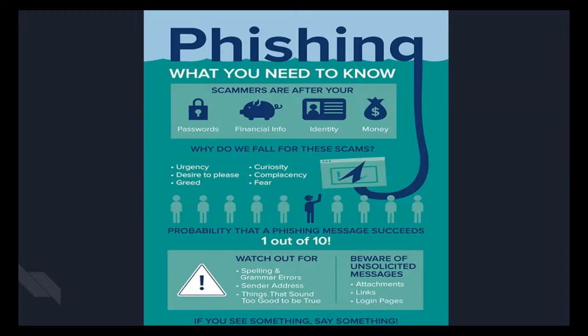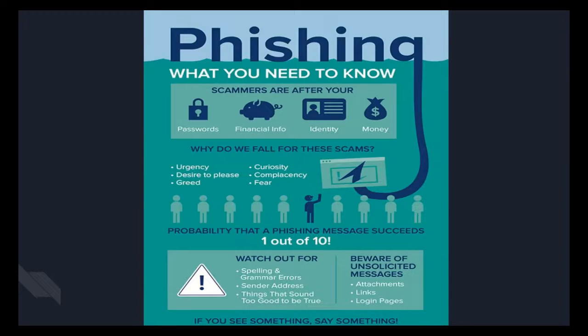And then we have a desire to please. So when we get that email, we want to complete the task that was given in the email. And then we feel a bit greedy sometimes. Oftentimes we're curious. So if the email includes a link that we're not too sure about, most likely we're going to click the link just to see what it's about, which could lead us to being hacked. And then there's complacency, so that we don't take the proper measures to see if something is phishing or not. And then there's fear. The probability that a phishing message succeeds is 1 in 10, which is actually quite a lot.